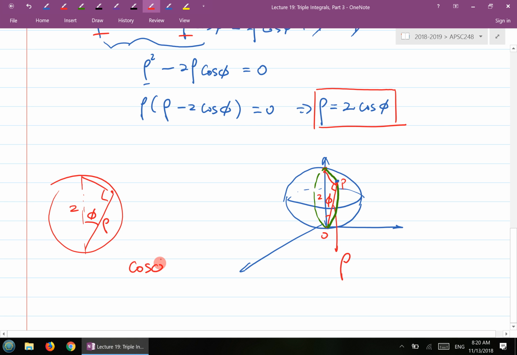Cosine phi equal to rho over 2, right? Rho over 2. Then you get rho equal to 2 times cosine phi. That's exactly the result we derived here. As a matter of fact, next you'll see that when we have a spherical surface like this, and you're looking for the limits for rho, that's how we can find the limits of rho. Okay?